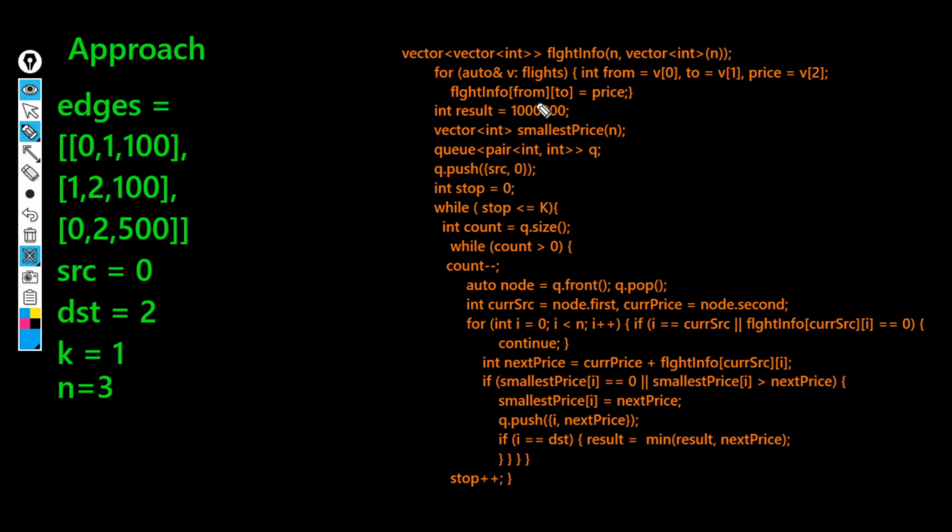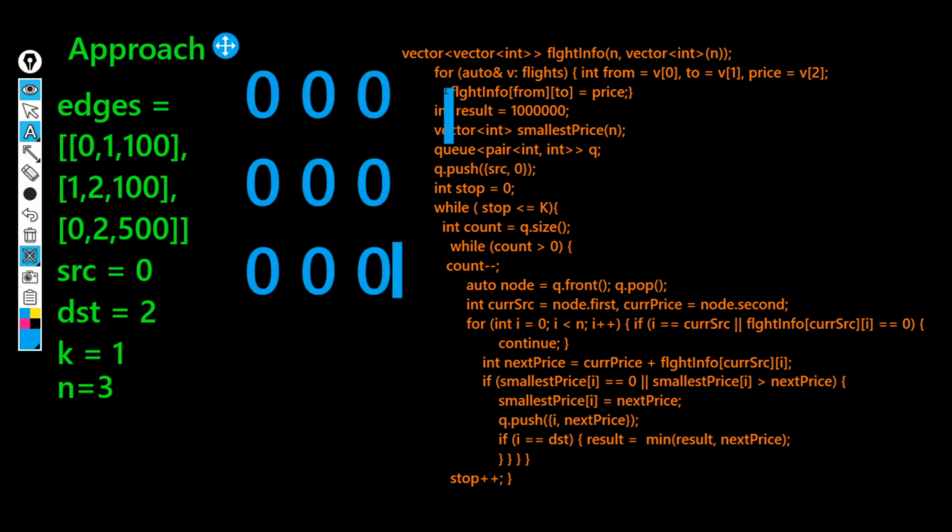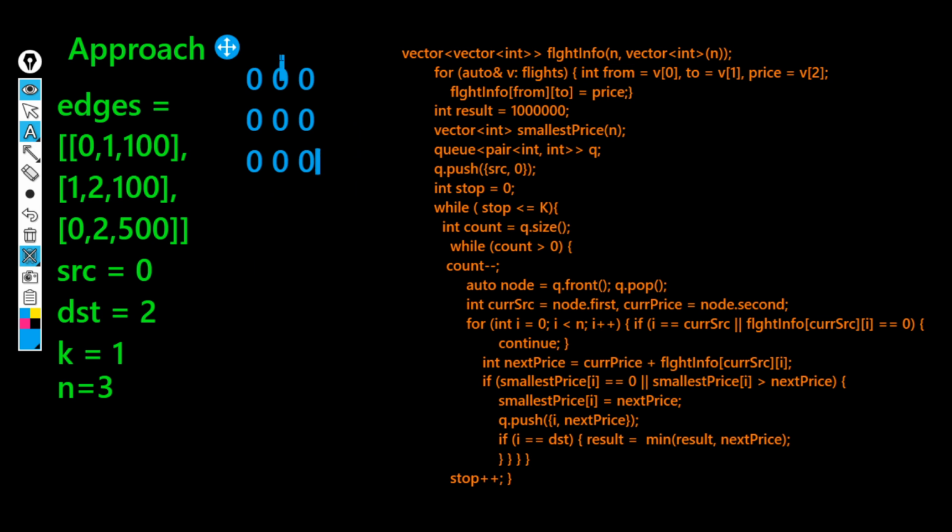So this is the code which we are going to use. Now first of all here I have initialized flight info, which will store the prices. So first of all we will do that thing. So here I am initializing flight info n cross n. So this is the flight info. So all the values will be initially initialized with 0. It will be a 3 cross 3 matrix because n equals 3.